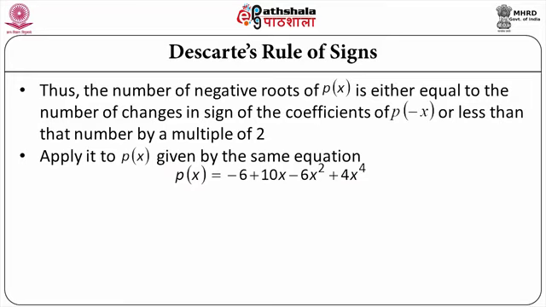So, let us take the same example and apply our method to determine the negative roots of p(x). Our p(x) was minus 6 plus 10 x minus 6 x square plus 4 x raised to 4. Replace x by minus x. So, p(-x) becomes minus 6, x becomes minus x, so minus 10 x, minus x square is the same as x square, so minus 6 x square, plus minus x raised to 4 is also x raised to 4, so plus 4 x raised to 4. That gives us p(-x) equal to minus 6 minus 10 x minus 6 x square plus 4 x raised to 4.